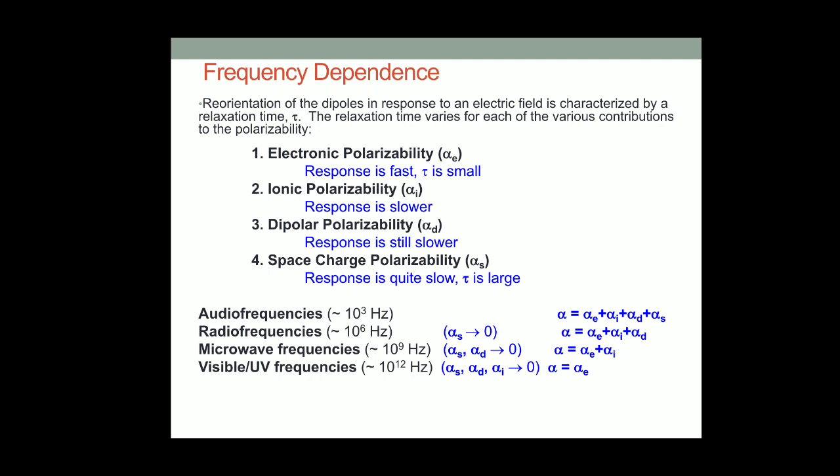At visible or optical frequency range, only the electronic polarization exists. The remaining ionic, dipolar or orientation, and space charge polarizations are absent. So the total polarization has a lower value in the visible range.